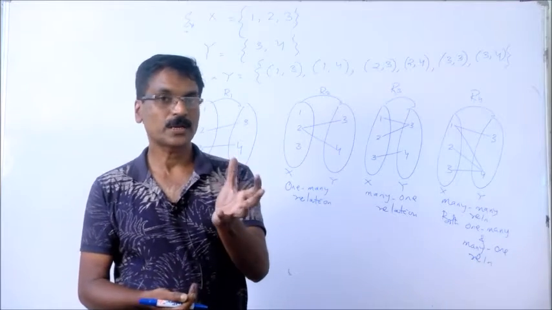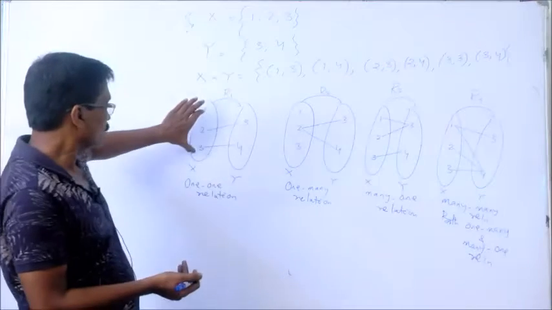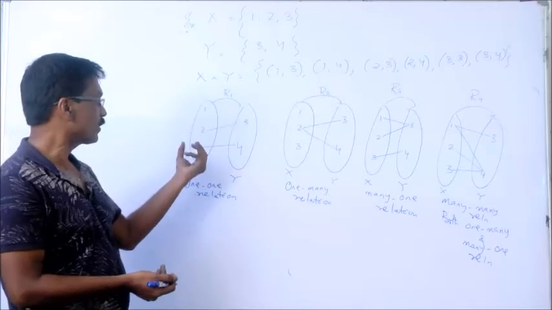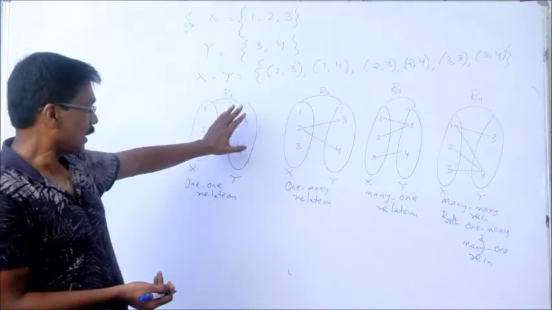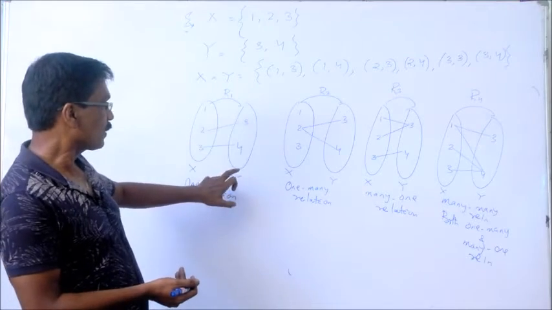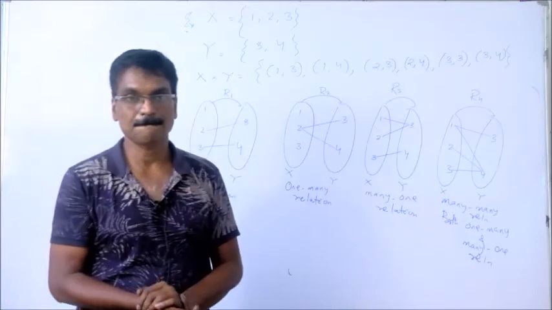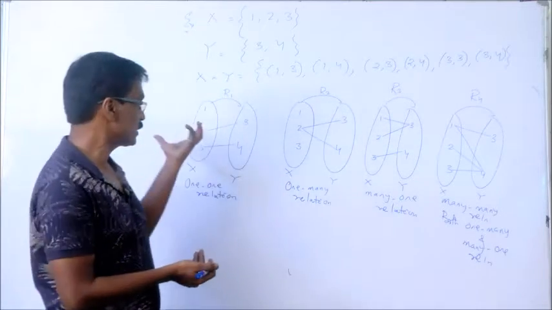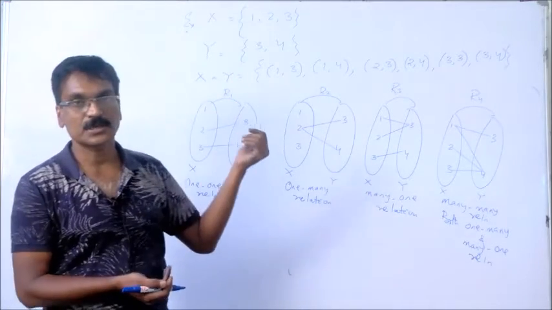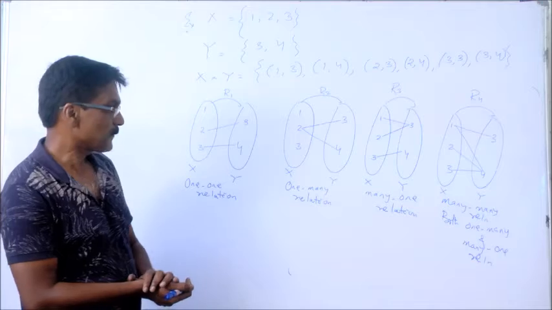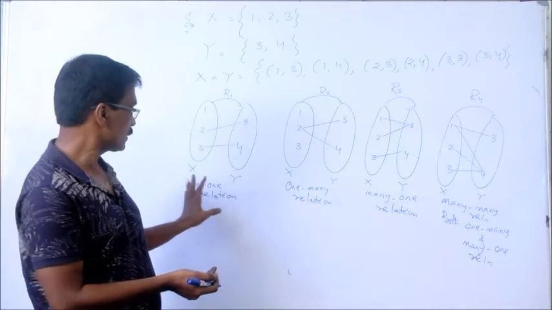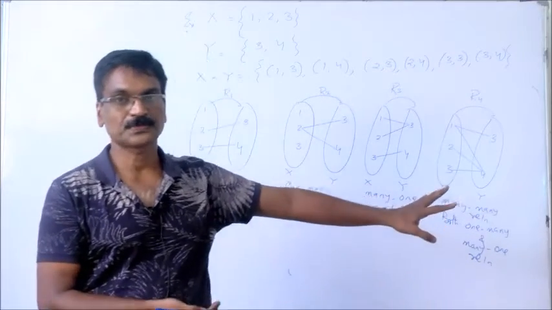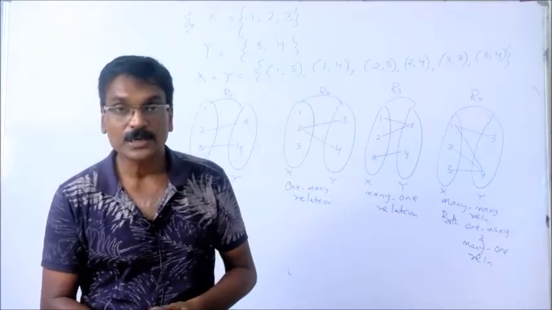Next, we have domain and range. Here the elements of the first set x which are related to y are called domain, and elements of y which are related are called range. Next, we have inverse relations. If R is a relation from x to y, R inverse is a relation from y to x. Then finally the types of relations, that is one-one, one-many, many-one and many-many. So, this is all about relations.